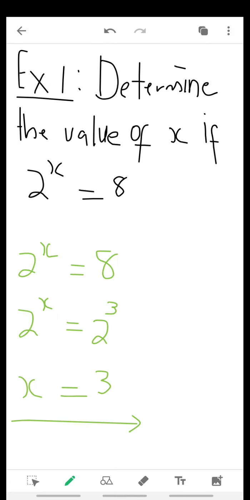Example 1, determine the value of x if 2 to the power of x. You see, there is the exponent, which is a variable, and our base is 2. So 2 to the power of x is equal to 8. So what am I going to do? For me to find x, since I'm dealing with an exponential equation, check my variable is an exponent. That means I must find a way as to how I can change 8 to be in terms of base 2. Okay, so let me give you a very easy way.